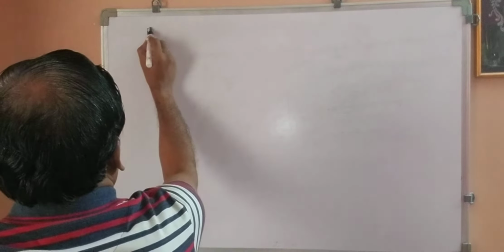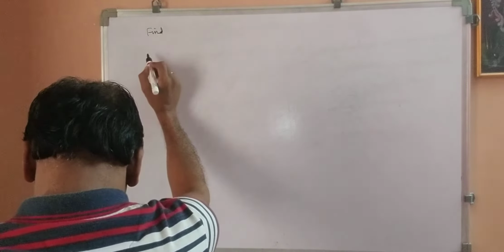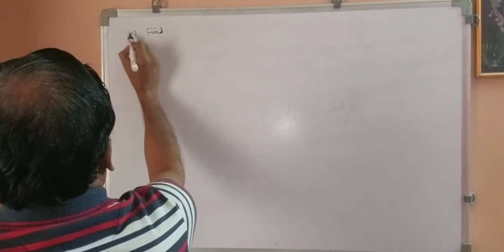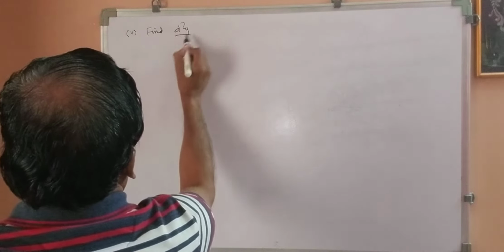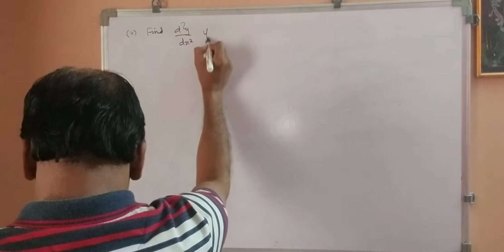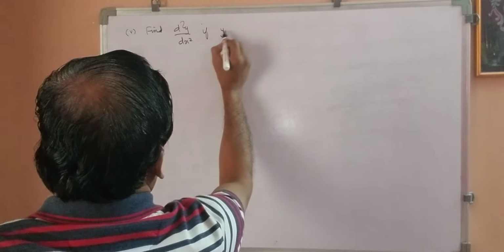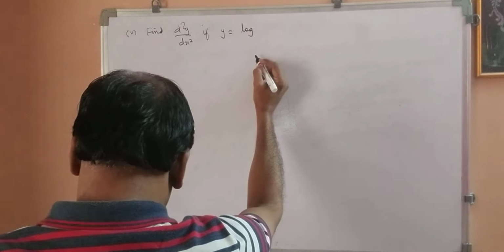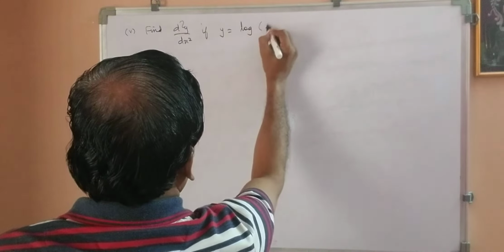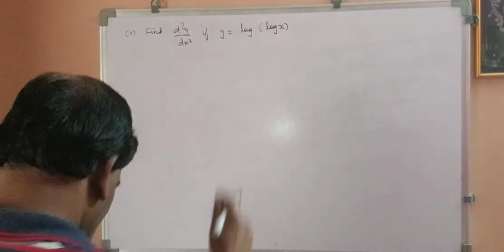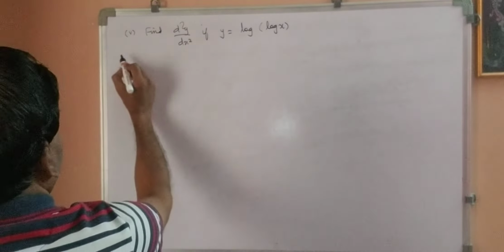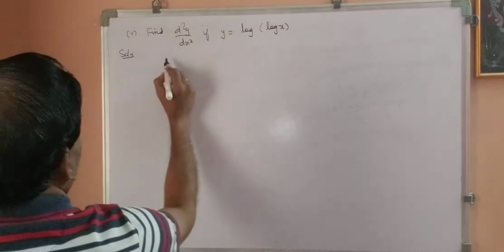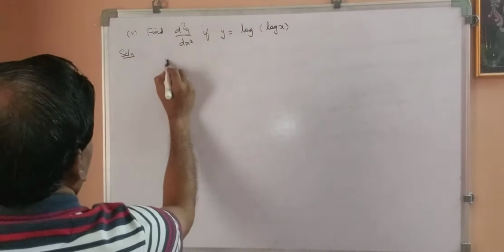Find d square y by dx square if y equal to log of log x. Okay. Now solution. y equal to log of log x.